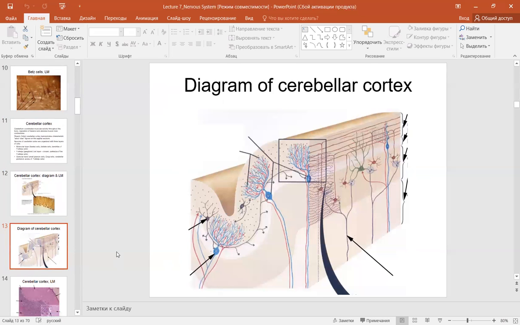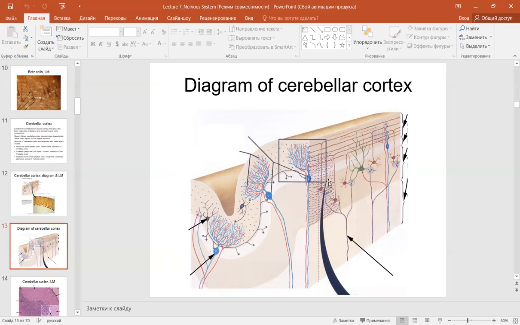Here is increased magnification, the ramifications of the Purkinje dendrites, the stellate cell, the basket cell forming the basket conglomerates of the cell bodies. The basket processes are forming conglomerates around the cell bodies of the Purkinje cells.